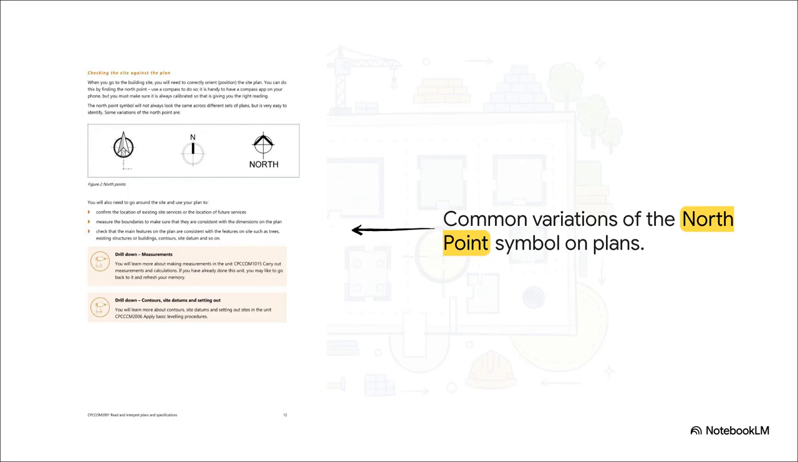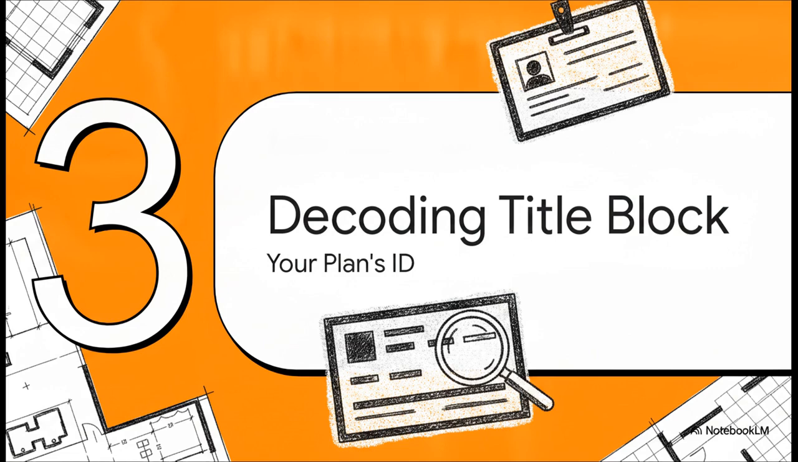Once you're on site, you have to use a physical compass or a calibrated app on your phone to find true north. Then, physically turn your body and the paper so the north arrow on the plan points to actual north. Bam! Now your paper matches the dirt. Next up, Section 3, decoding the title block, your plan's ID.